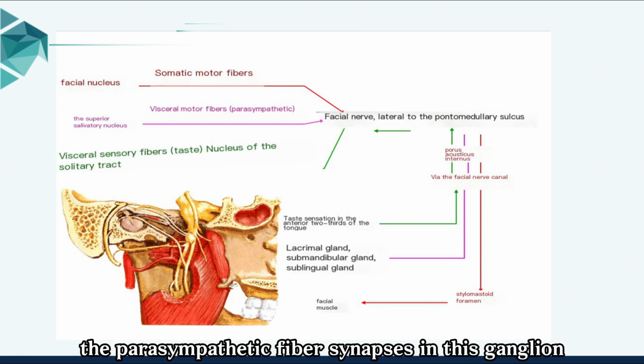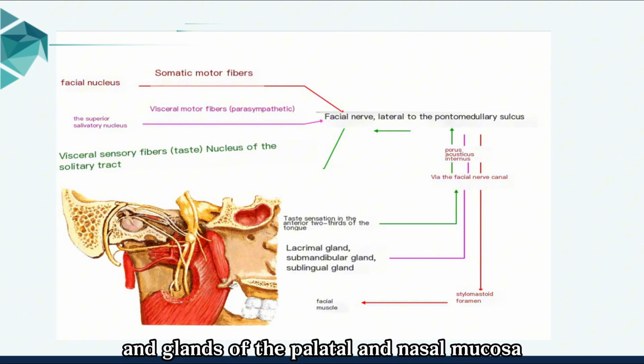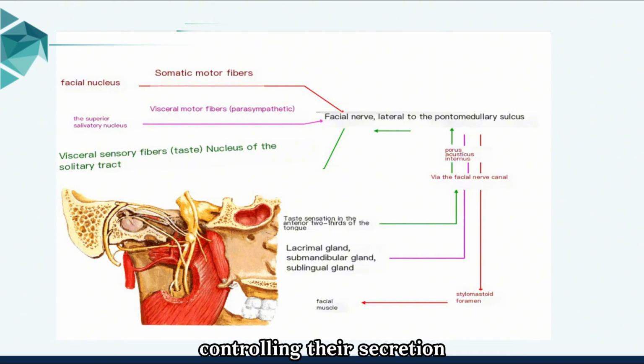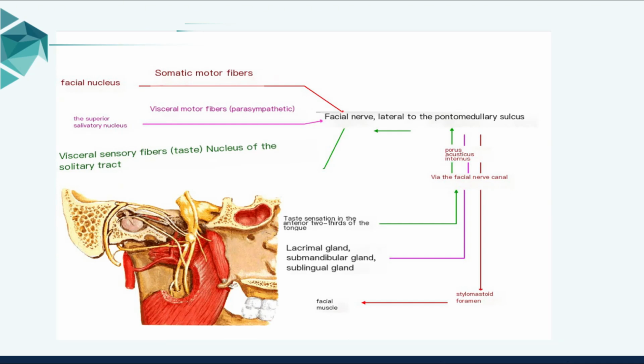The parasympathetic fibers synapse in this ganglion, and the postganglionic fibers follow some branches of the ganglion and branches of the trigeminal nerve to reach the lacrimal gland and glands of the palatal and nasal mucosa, controlling their secretion. 3. Stapedius nerve. Innervates the stapedius muscle in the tympanic cavity.